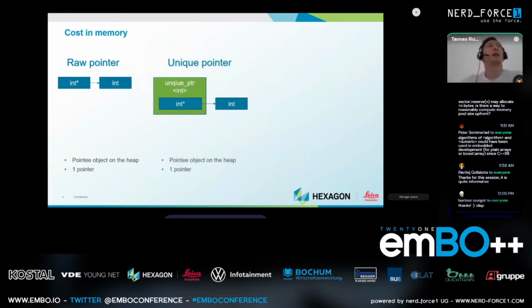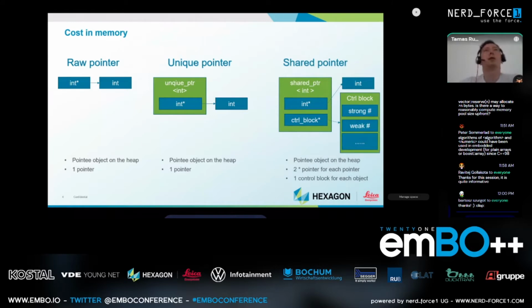The interesting thing with the unique pointer is that it is nothing else than a very cheap wrapper around the pointer, because internally the unique pointer class contains just a pointer. So basically the size of a unique pointer is the same as the size of a raw pointer. Of course, we again have the object on the heap, but this is the same. Now let's have a look at the shared pointer.